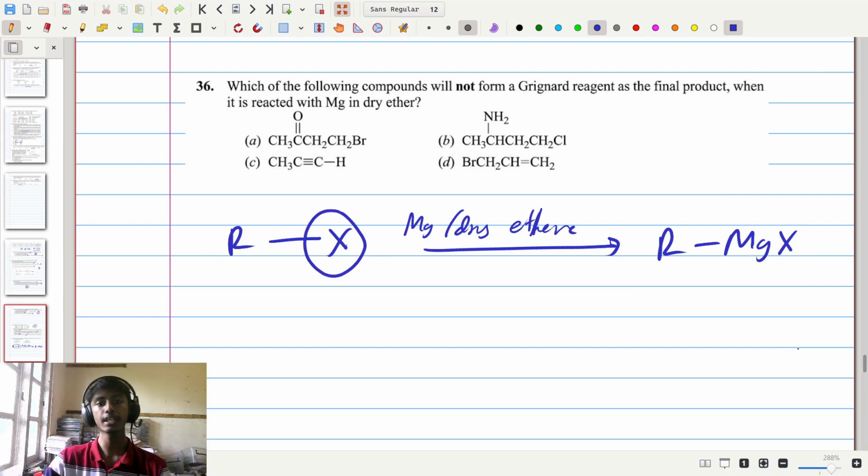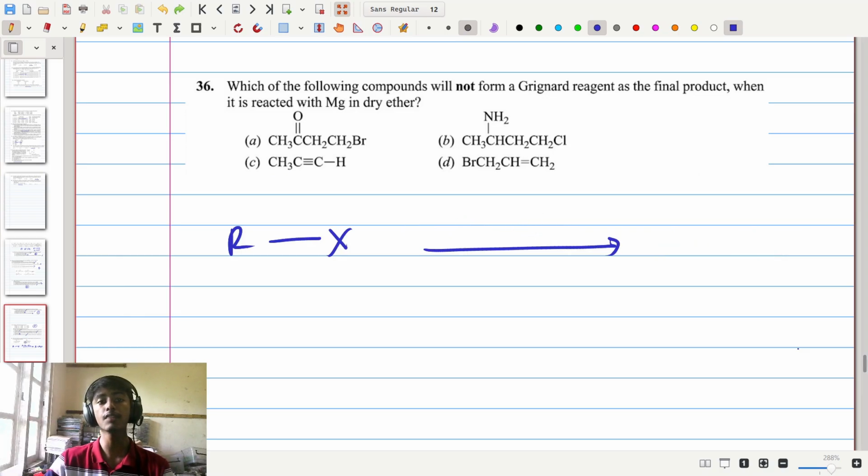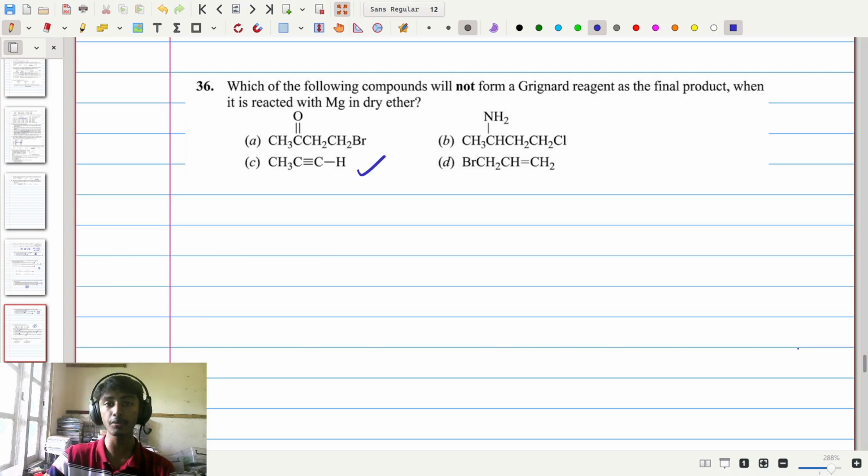Now, according to this, if we look at the compounds A, B, C, and D, we can see that while A, B, and D all have halogens, with bromine here, chlorine here, and bromine here, C does not have a halogen. Therefore, if you react it with magnesium in dry ether, it will not be able to create a Grignard reagent. So C is immediately a correct answer, as we're looking for the ones that do not form a Grignard reagent as the final product when reacted with magnesium in dry ether. Considering the other three, A, B, and D, each of these compounds should be able to at least temporarily create their own Grignard reagents.